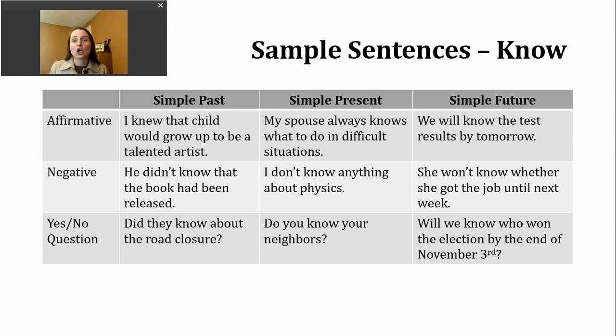Next, let's take a look at the simple present. We're using this verb tense to talk about habits, routines, and facts. The thing we should note is in the affirmative, if our subject is I, you, we, or they, then we just use the base verb. But if our subject is he, she, or it, we need to add an S to the verb.